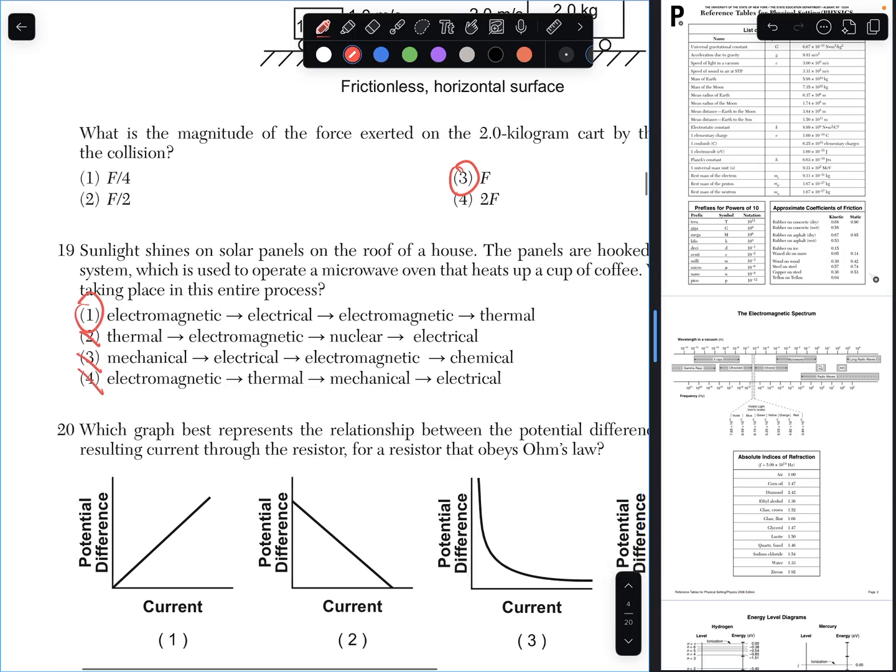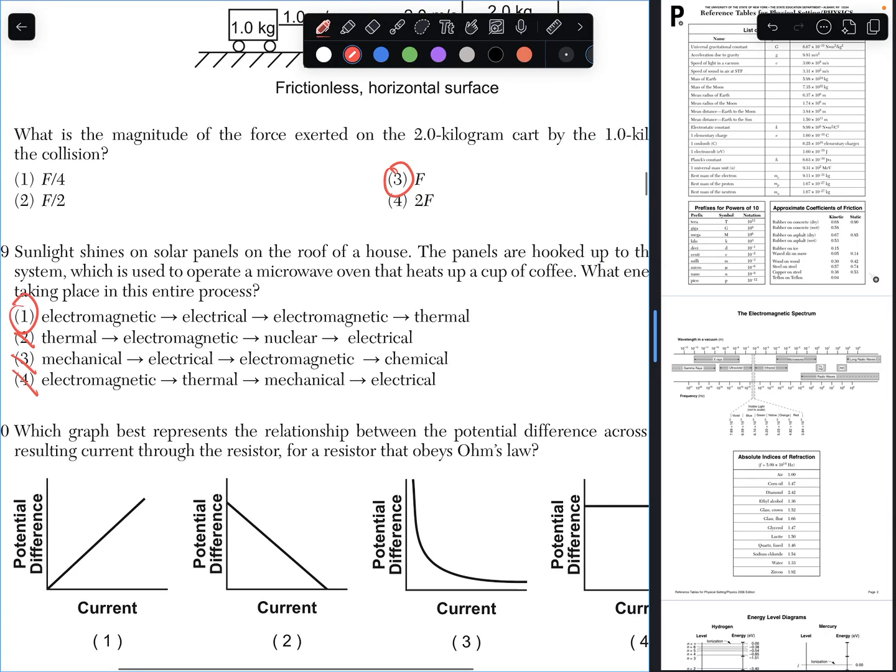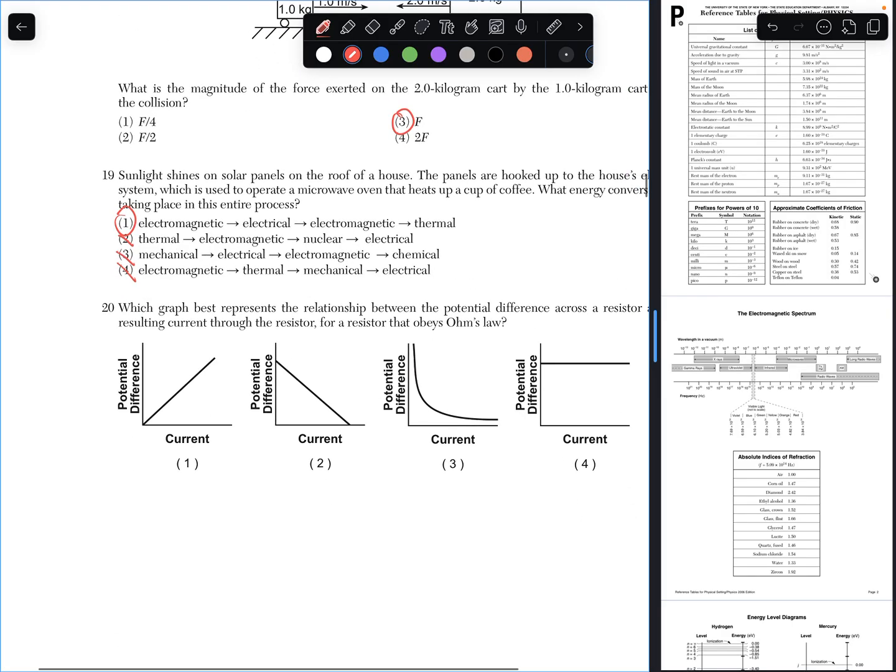And then when we have electricity, in the microwave, it's going to convert into microwaves, and then the microwave heats up the food, so that's thermal energy. So for number 19, the answer is 1.